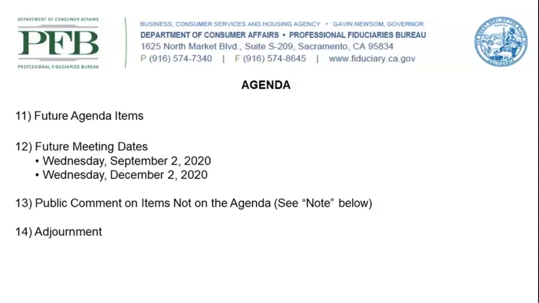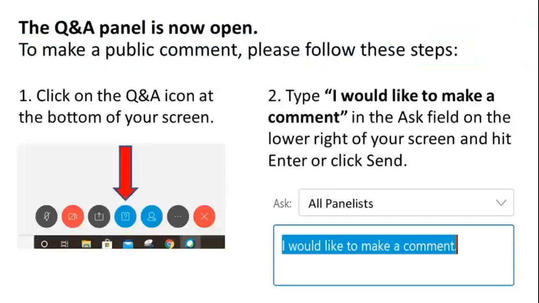Seeing no hands raised from the committee members, moderator, can you open it up for public comment? Yes, this is the moderator. At the request of the Bureau, I've opened up the Q&A feature. Again, members of the public, the instructions are on your screen. If you would like to make a comment, type "I would like to make a comment" in the ask field and send it to all panelists. Any other requests will not be responded to. I will pause for a moment to allow members of the public time to locate the feature and submit their request.